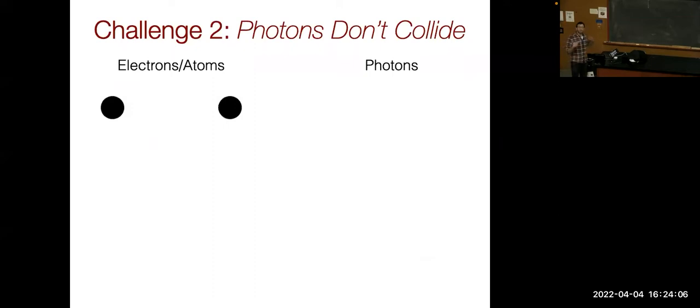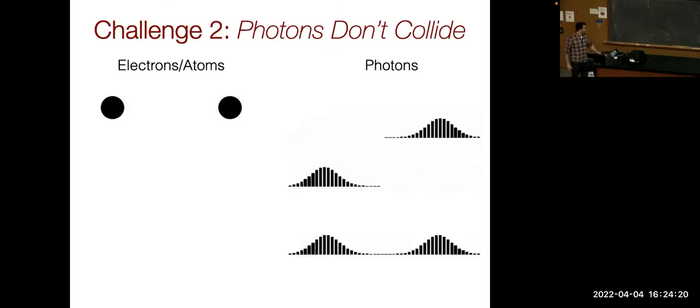What happens if we have two photons? Well, the basic challenge is this. Maxwell's equations are linear. So if I have a solution for one photon moving to the right, and a solution for another photon moving to the left, well, the sum of those two is also a solution. The photons just go right through each other, okay? This is a problem. Our photons don't collide. We need some way to solve that.